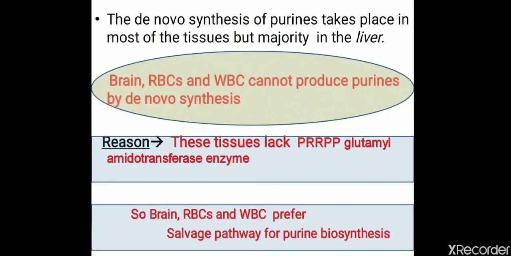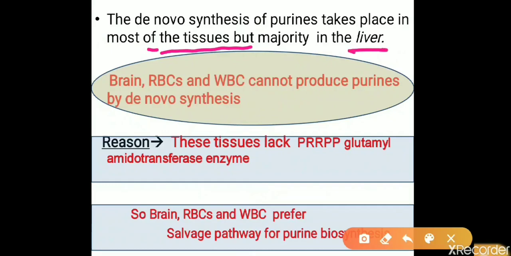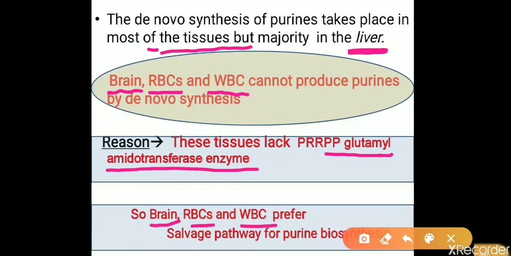So de novo biosynthesis takes place in most of the tissues in our body, and the major tissue is liver, and this pathway occurs in all the tissue. There are few exceptions. One is brain, the second tissue is RBC and WBC. The reason is this tissue does not have the regulatory enzyme of the de novo synthesis, that is PRPP glutamyl amidotransferase enzyme. So these tissues, that is brain, RBC, WBC, prefer another pathway for purine nucleotide biosynthesis, that is salvage pathway. So salvage pathway takes place in brain, RBC and WBC.